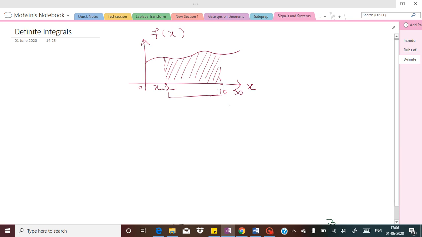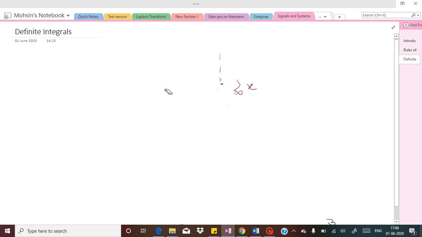Now let us see some examples that we can solve on definite integrals. The very first example that I'm going to take today is: evaluate the integration of x cube dx between the limits 2 to 4. These are called the limits of integration, between 2 and 4.